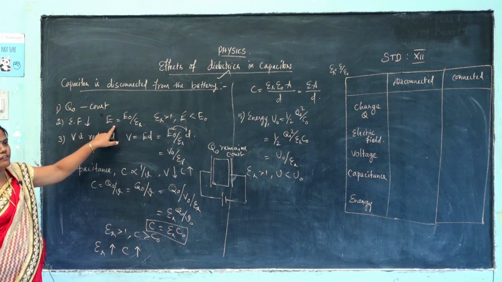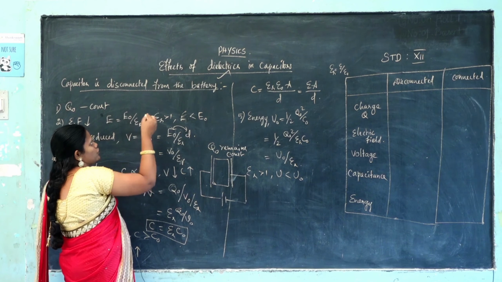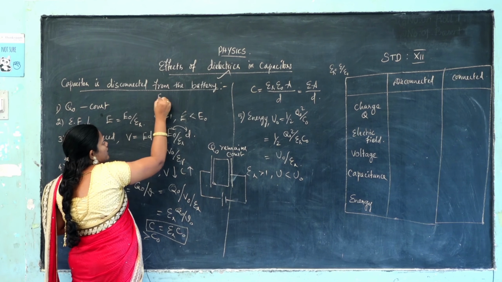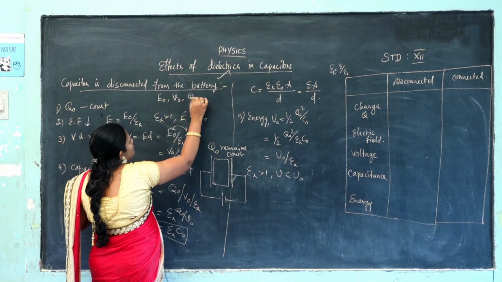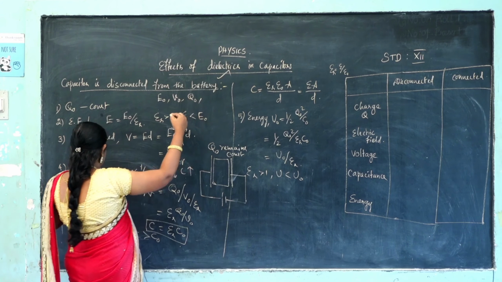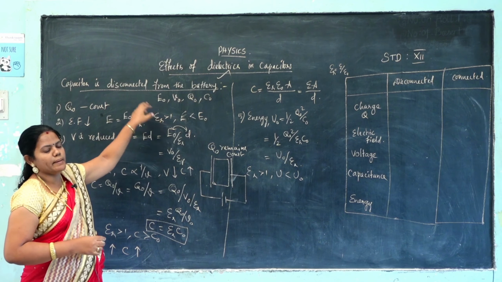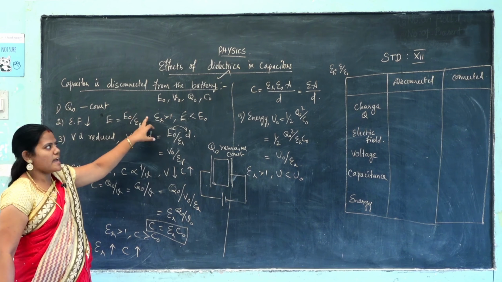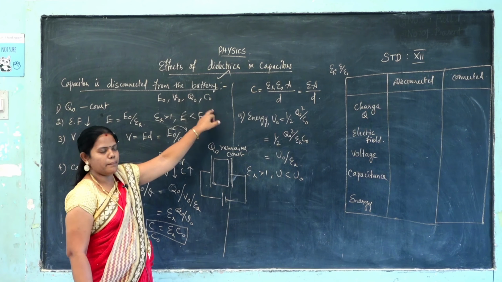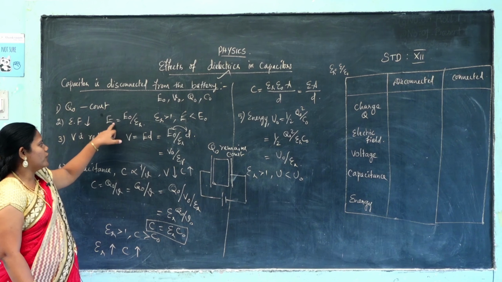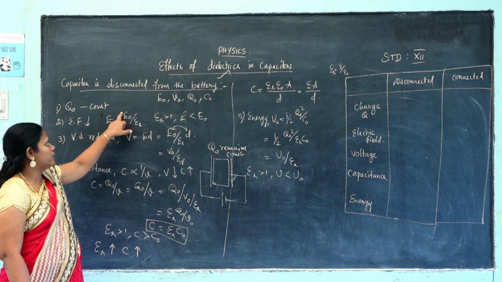What is the formula for the electric field? First you should know what the electric field is. The initial electric field is E0, initial voltage V0, initial charge Q0, and initial capacitance C0. Initially, with the battery connection itself, the capacitor has the electric field, voltage, charge, and capacitance. Now we will calculate the new electric field, because the electric field will be reduced. So the new electric field is equal to E0 by epsilon R.